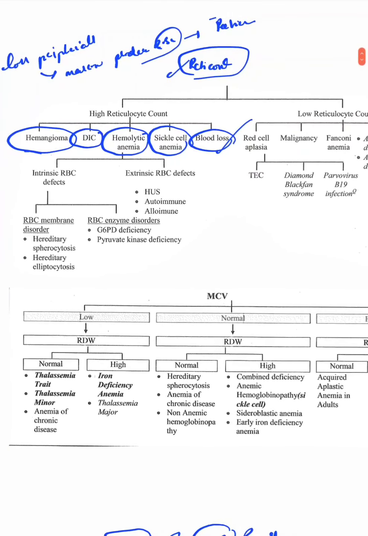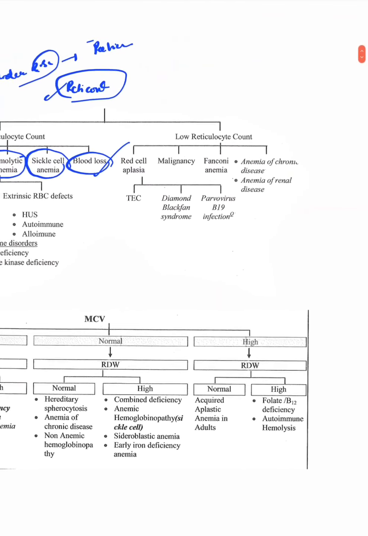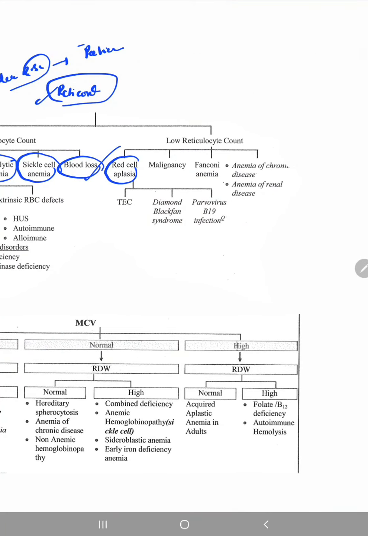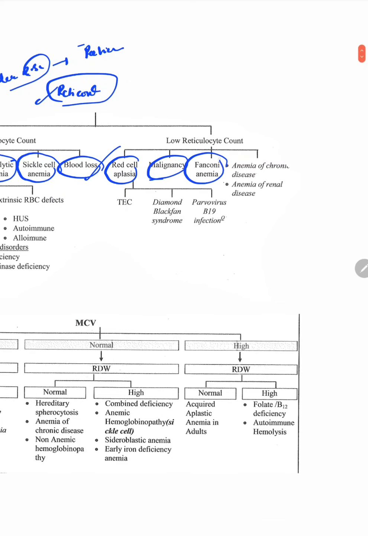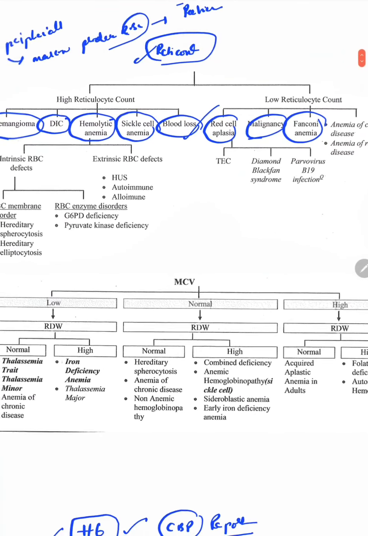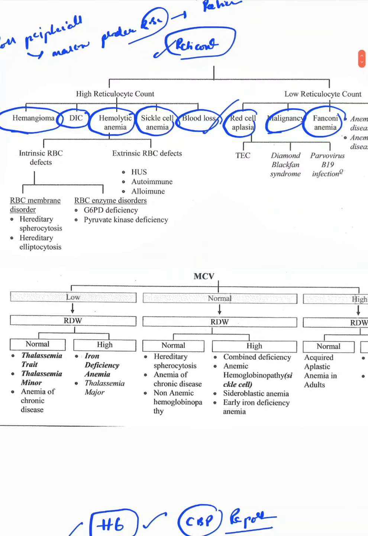Okay. Next, with a normal or reduced reti count, the lower reti count, it can be red cell aplasia, malignancy, Fanconi's anemia, anemia of chronic disease, anemia of renal disease. So we have to consider these things.